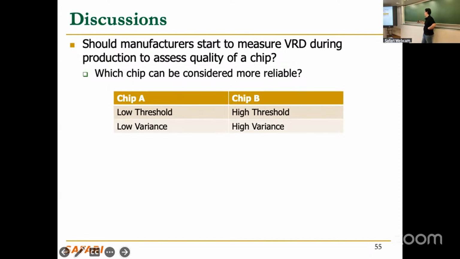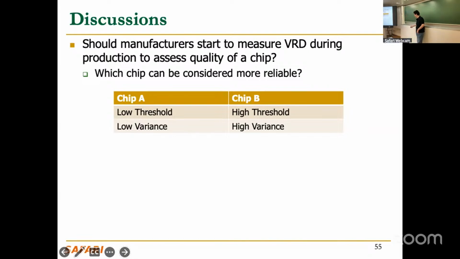So here I have two chips, chip A exhibiting a low threshold and low variance characteristics, and chip B, which has a high threshold value but also exhibits a high variance. Which would you consider more reliable? Which metric is more important for you? Is variance important in reliability, or is having a higher threshold the more important metric for you? There are no wrong or right answers in this case. It all depends on your idea.